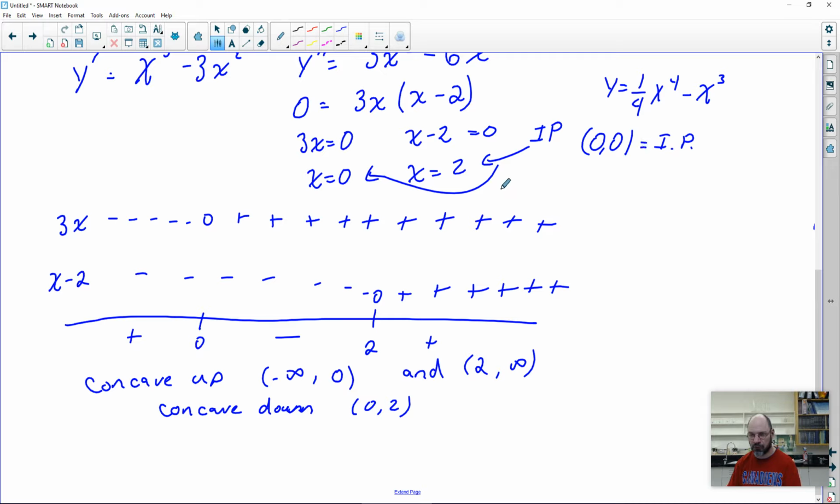We already figured that one out. This 2 we haven't figured out. That's an inflection point. But what is it? Y equals 1/4 2 to the 4th minus 2 to the 3rd. So 2 to the 4th is 2 times 2 times 2 times 2, which is 16, divide by 4, which is 4, minus 2 to the 3rd is 2 times 2 times 2, which is 8, which gives us negative 4. So we have another one at 2, negative 4 is the second IP.